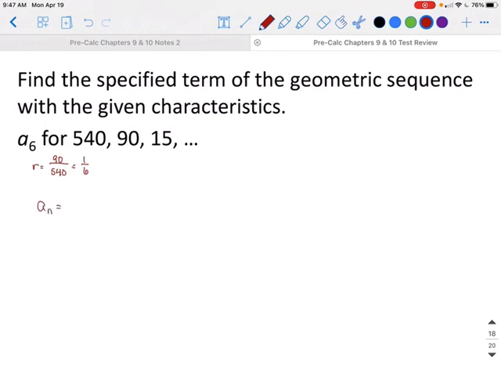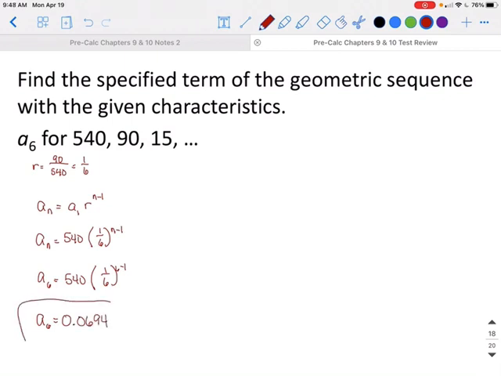Now, our explicit formula for a geometric sequence is a sub n is equal to a sub 1 times r raised to the n minus 1 power. We know that our first term is 540, and we're going to multiply that by our common ratio raised to the n minus 1 power. Since we need to find the sixth term, we're going to raise this to the 6 minus 1 power, and we will see that our sixth term will be 0.0694.